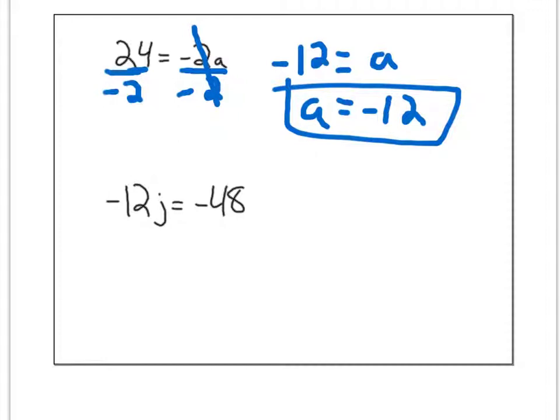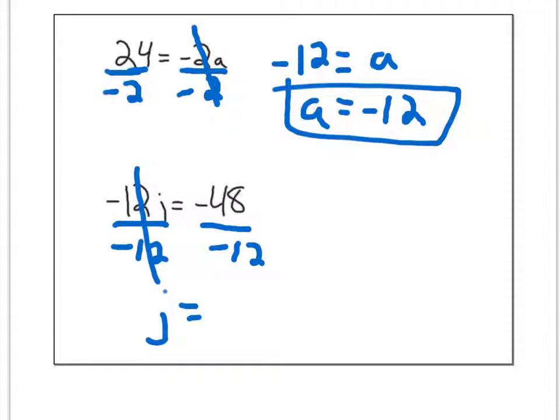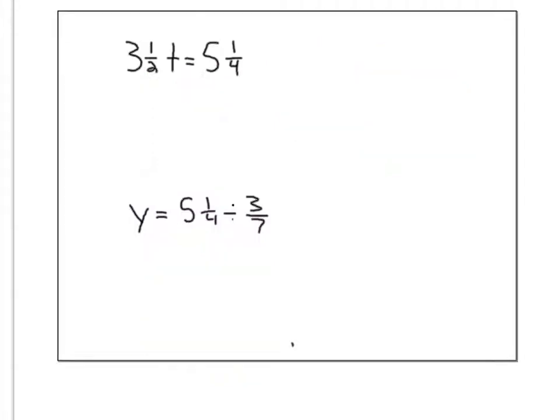Okay, and here's another one. Negative 12j equals negative 48. Again, we're going to divide, and we're going to divide by the same number that's on the side as the variable. So we're going to divide by negative 12 on both sides. Negative 12 divided by negative 12 cancels, give me j equals, and negative 48 divided by negative 12 is 4. Okay, let's move on to some more.